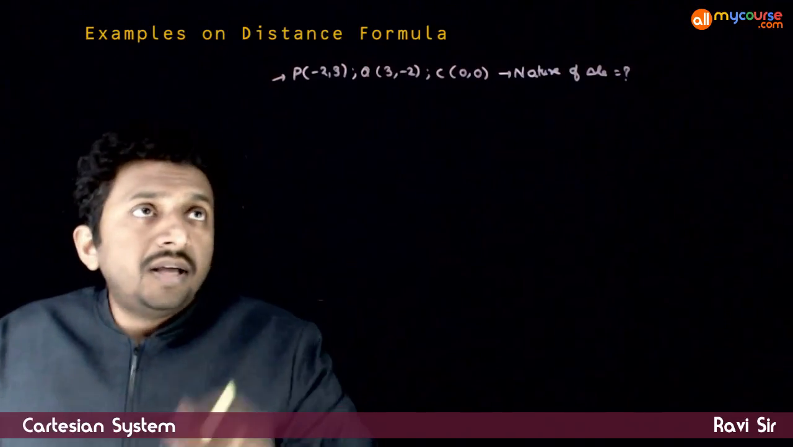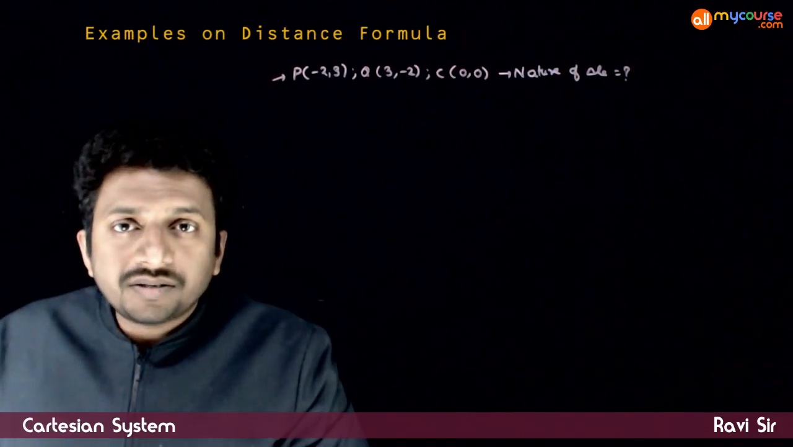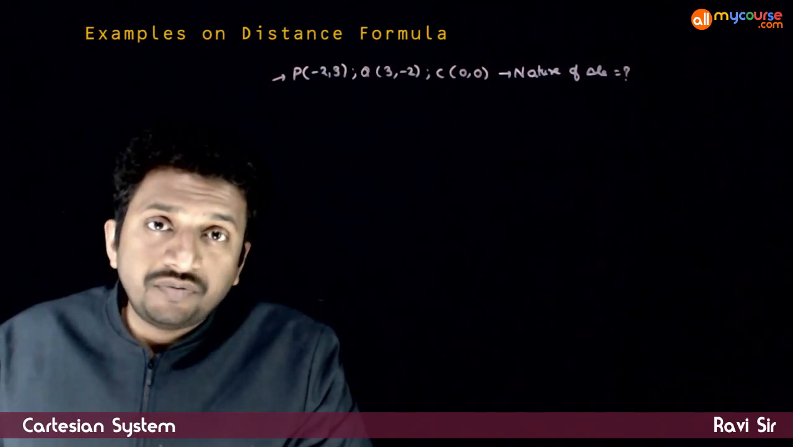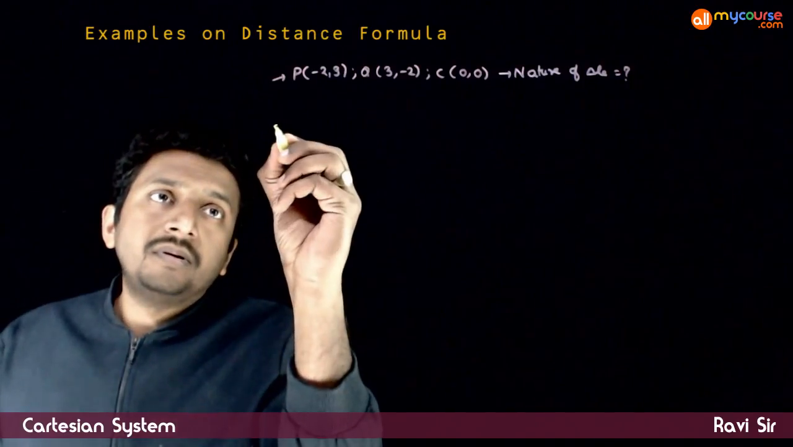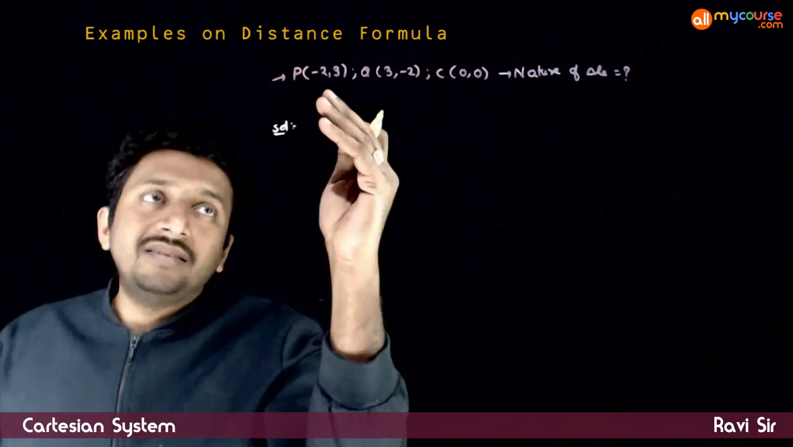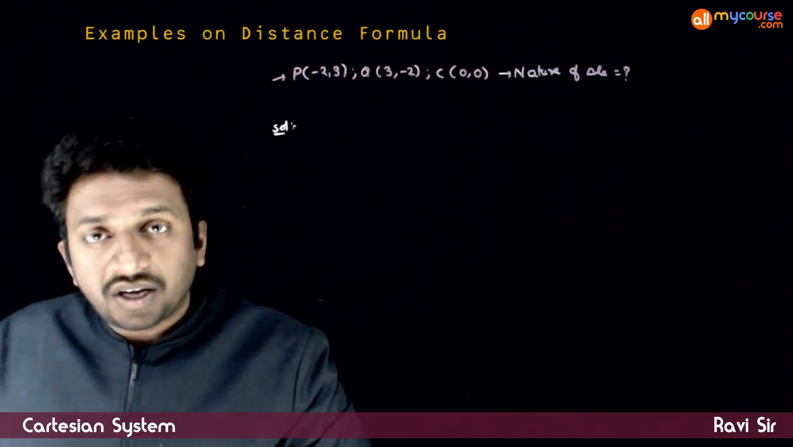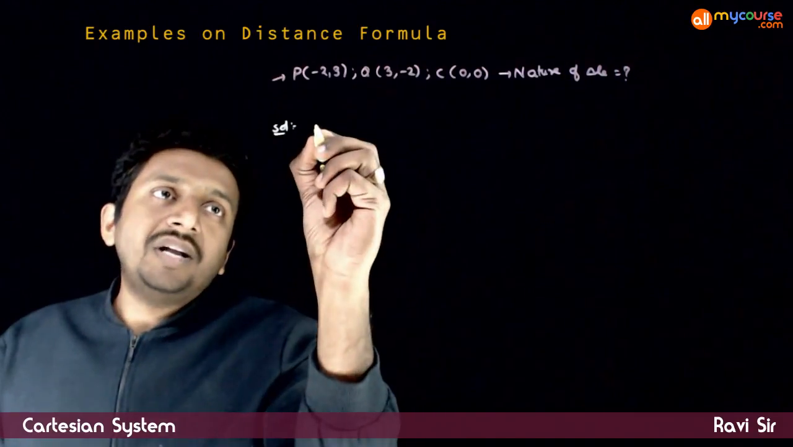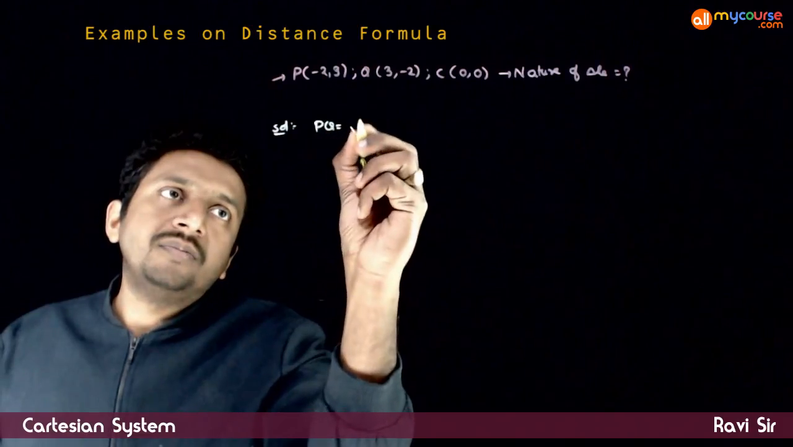In this question, again you're given 3 points. You're asked to find the nature of the triangle. So again, let us find the sides of this triangle and check what the nature is. So what is the length of PQ?